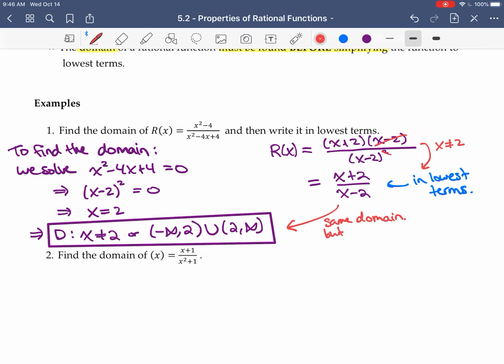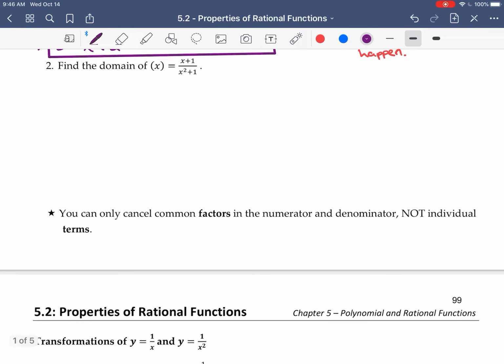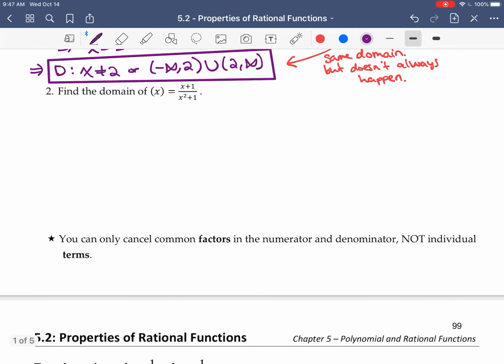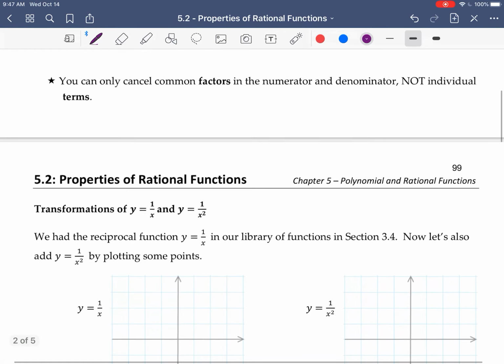That doesn't always happen. So I'm going to leave example 2 for you to try. You can only cancel common factors in the numerator and the denominator, not individual terms. So be careful about how you cancel. Make sure that you have factored it out before you try to cancel.